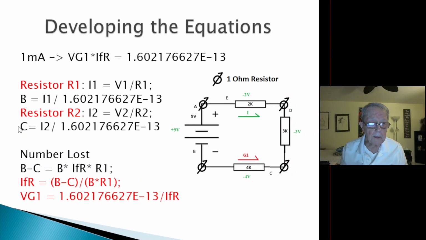So I found B and C, and I know that the difference between B minus C is the same as the loss through the resistor. And these are the 2 equations. Man, I was so excited. I immediately told David about what it was.